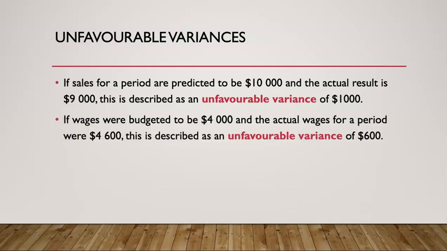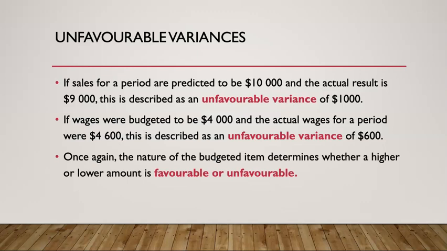Similarly, if the wages were budgeted to be 4,000 and the actual wages were 4,600, this is an unfavourable variance because the business owner, again, would be concerned about that difference. It doesn't mean that it wasn't a good decision to make the wages 4,600. It could have been linked to higher sales and they needed to put more people on. But when we are just looking at a variance report, the first thing we do is ask, is it unfavourable or favourable? So once again, the nature of the budgeted item determines whether the higher or lower amount is favourable or unfavourable. Think about the business owner, whether they're happy or not.